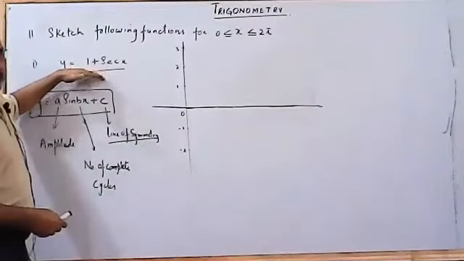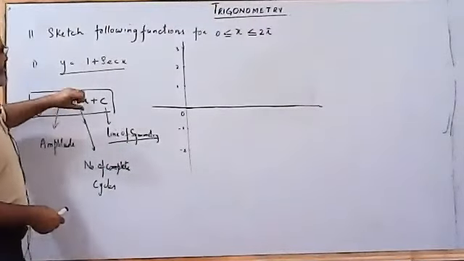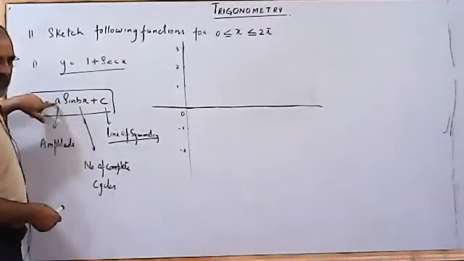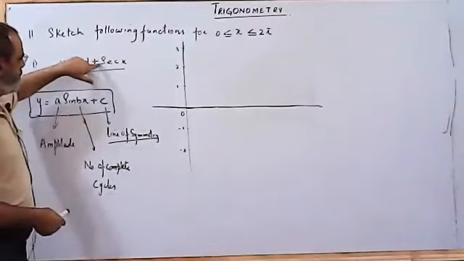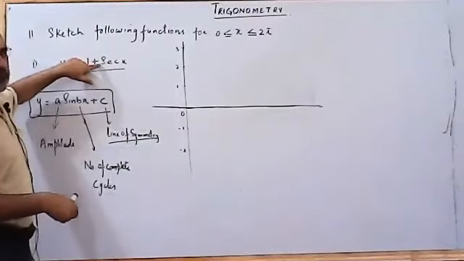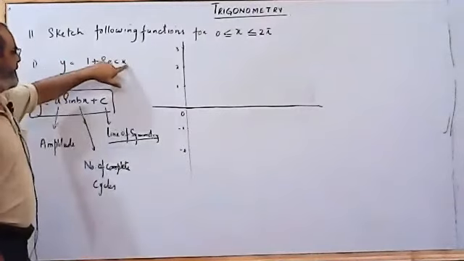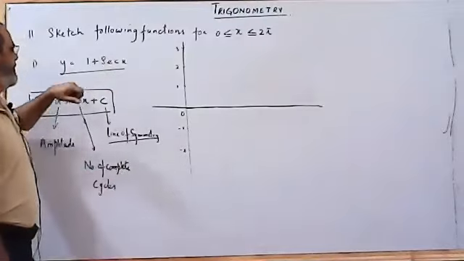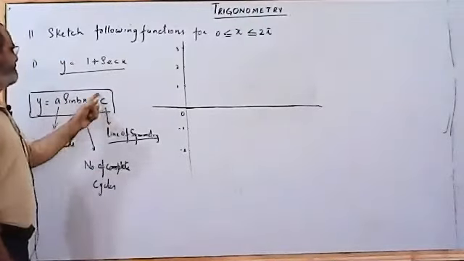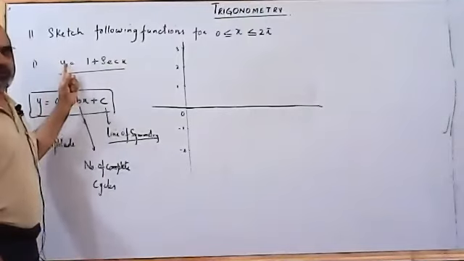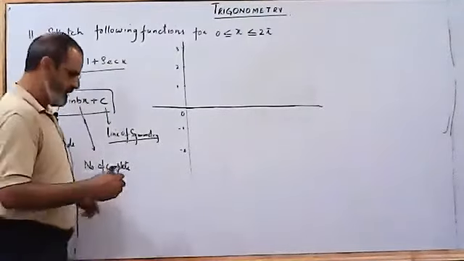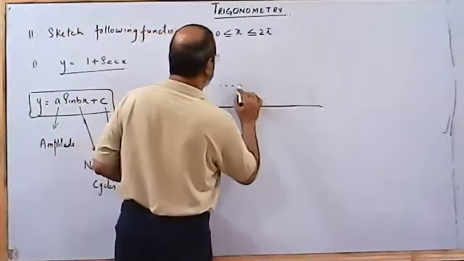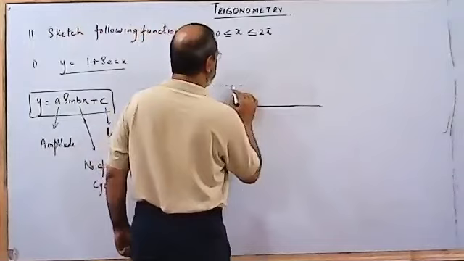In this case, if you compare with this equation, you can see the coefficient of secant, here it is A. Here the coefficient of secant is 1, so its amplitude is 1. There is no coefficient of x, which means there is only one complete cycle of the wave. But the constant term is 1, which means the line of symmetry is 1. So y is equal to 1. This is your line of symmetry, so the curve will be drawn about this line.